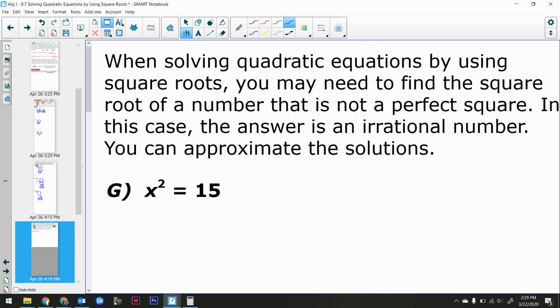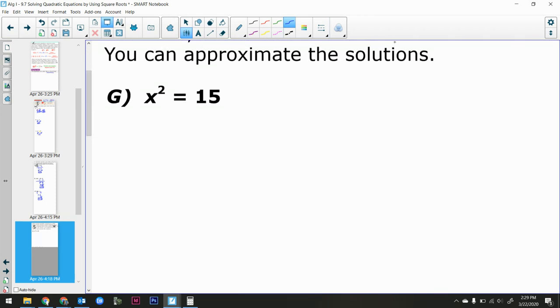Now, when solving quadratic equations by using the square root property, you may need to find the square root of a number that is not necessarily a perfect square, like 15, for example. In this case, we can just approximate the solution. What does that mean? We can use a decimal. When it's not a perfect square, you can approximate the decimal.